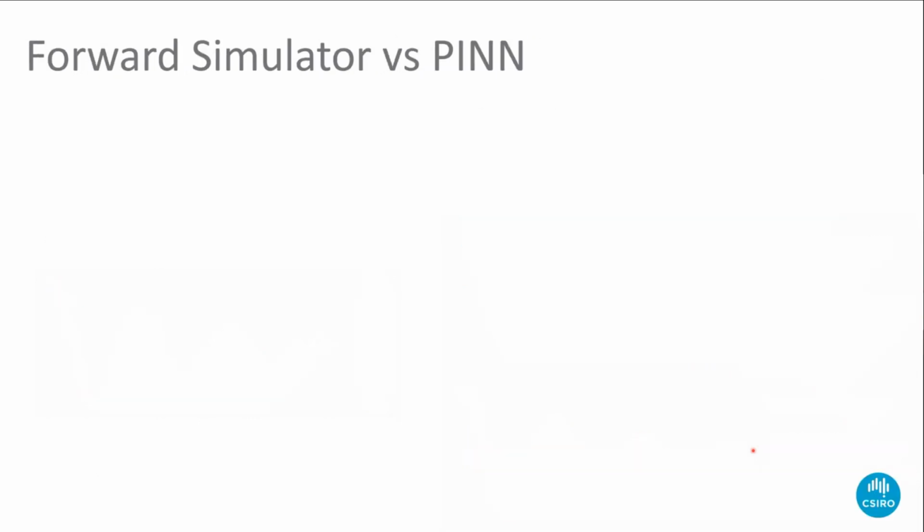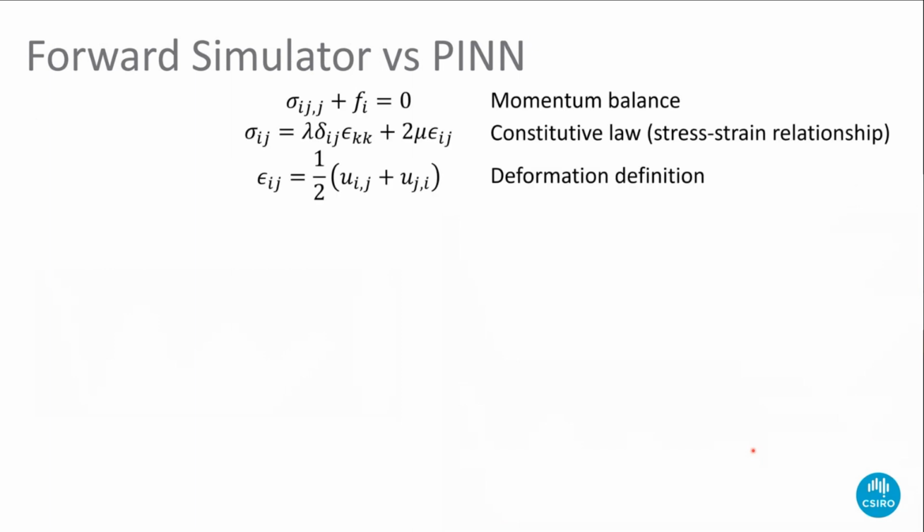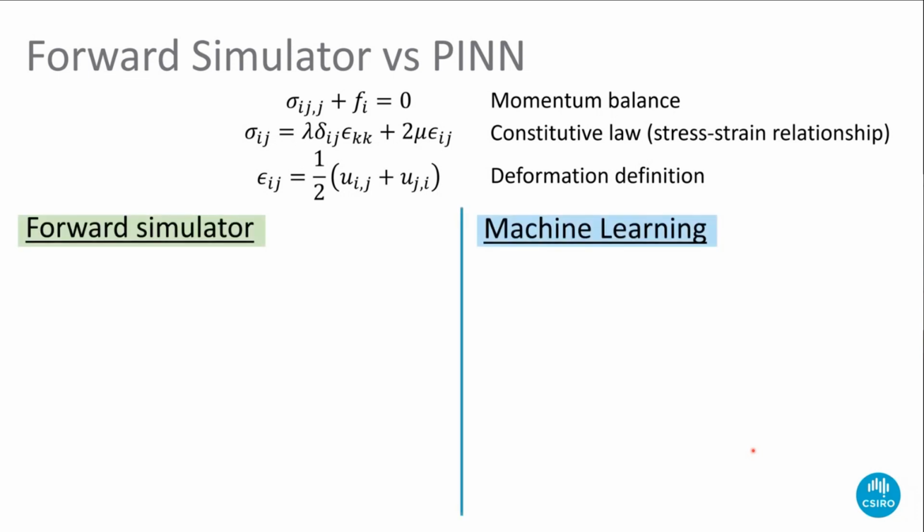So let's look at this and compare the two. They both work with the same system of equations. And as I said, today there will be very little math, so forget about all of this. For those who want to know, it's just linear elasticity. Pretty simple, something that we can solve. We've been solving it for a long time. Put in your momentum balance, some constitutive law, small deformation. So we can solve it with a traditional forward simulator or with the physics-informed machine learning approach, those PINNs.